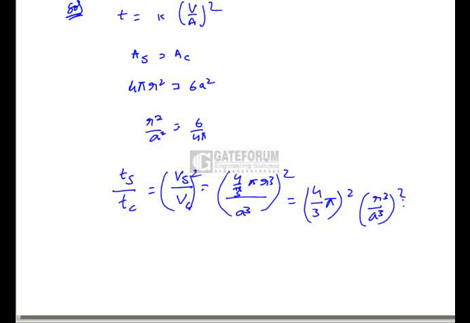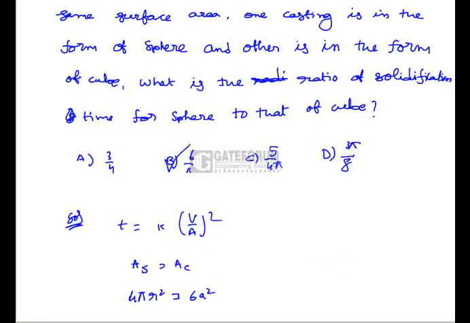Here we already know the relation between the ratio of r squared to a squared. So from this equation, (4 pi by 3) whole squared into (r squared by a squared) is equal to 6 by 4 pi whole cubed, which is approximately 6 by pi, and in the options the correct answer is B. B is the right answer.